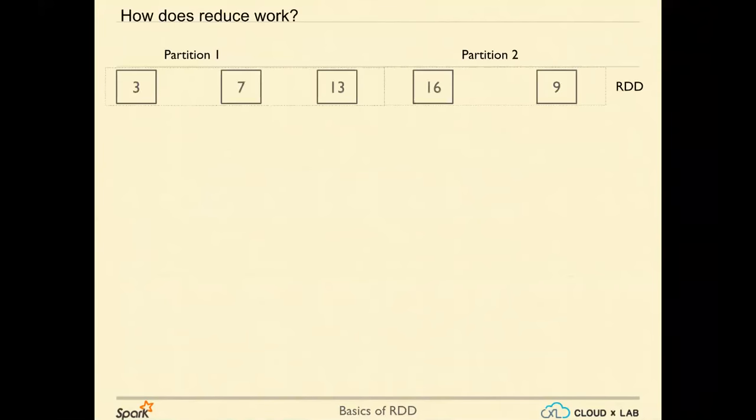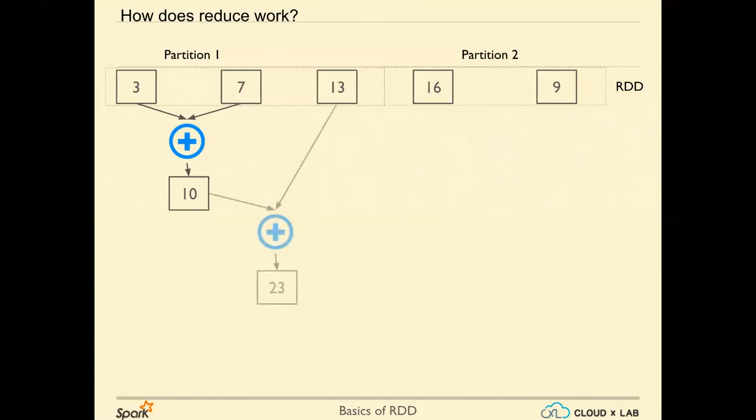Now, how does reduce work? How did it do the summation? Imagine that you have an RDD having two partitions, the first partition having 3 elements, and the second partition having 2 elements. It'll first combine the first 2 elements of the first partition using the function you have provided. Here, the function was summation, and it has called that function once. Then it'll take the output of the first operation and combine that result with the third element. And it'll keep on doing that again and again.